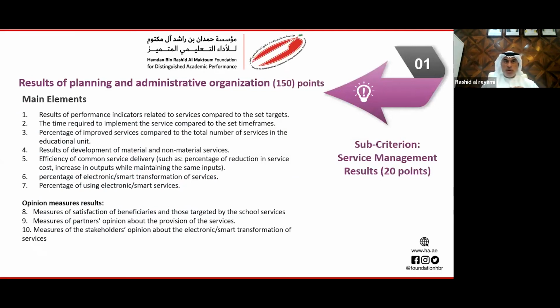The result of element number 6: result of the performance indicators related to service compared to the set target, the time required to implement the service compared to the set time frames, percentage of improved service compared to the total number of services in the educational unit, result of development of material and non-material service, efficiency of common service delivery, such as percentage of educational service cost decrease with an increase in output while maintaining the same input, percentage of electronic smart transformation of service, percentage of using electronic and smart service.